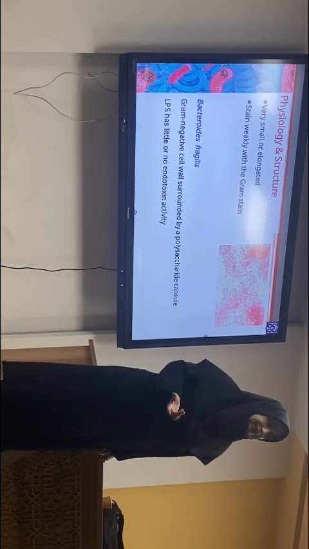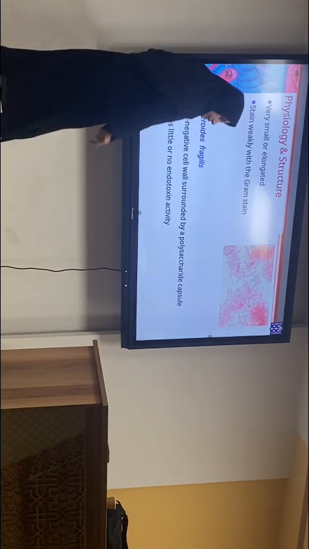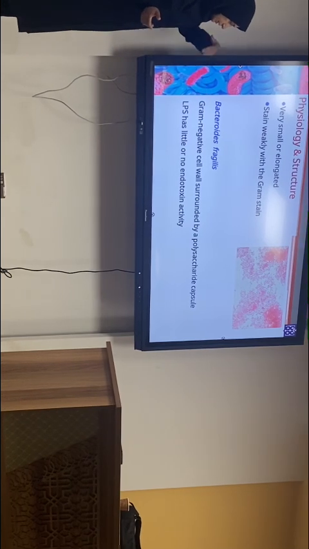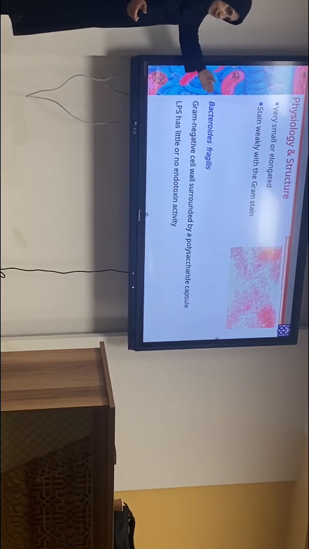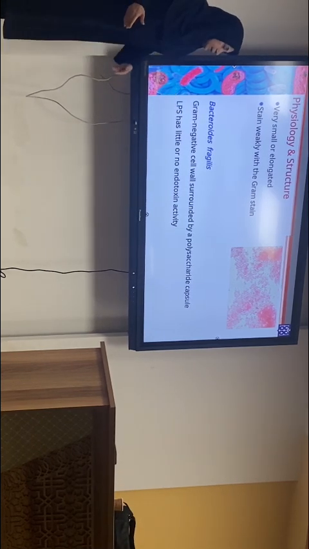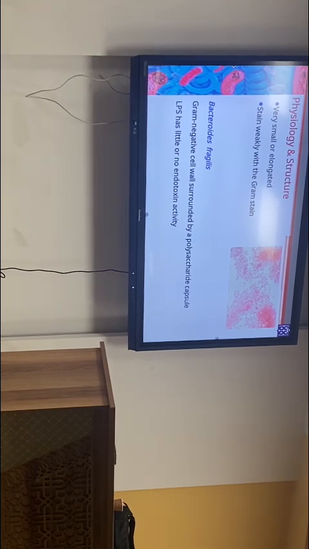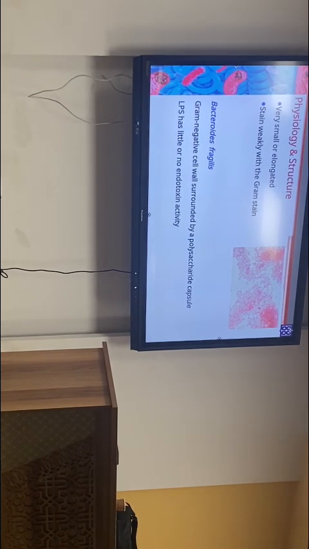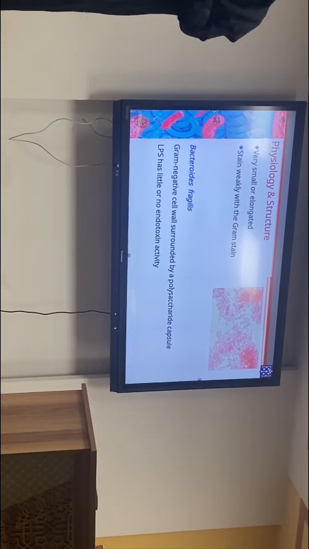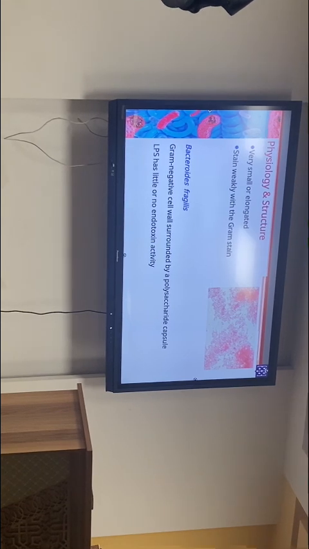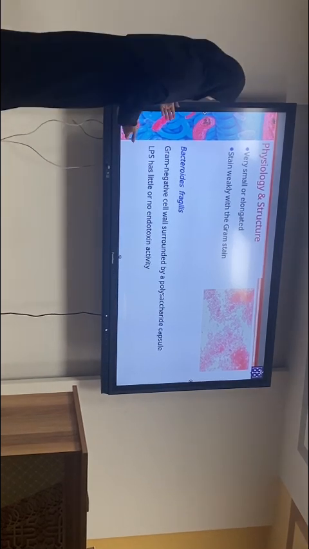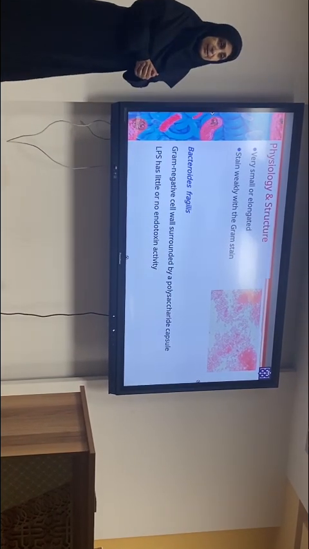Lipid A, yes. And because in Bacteroides fragilis, lipid A has a different structure, therefore in this bacterium, LPS has little or no endotoxin activity. I said that all gram-negative bacteria have endotoxin activity, yes? But Bacteroides fragilis is gram-negative, but because of a different structure, has little or no endotoxin activity.